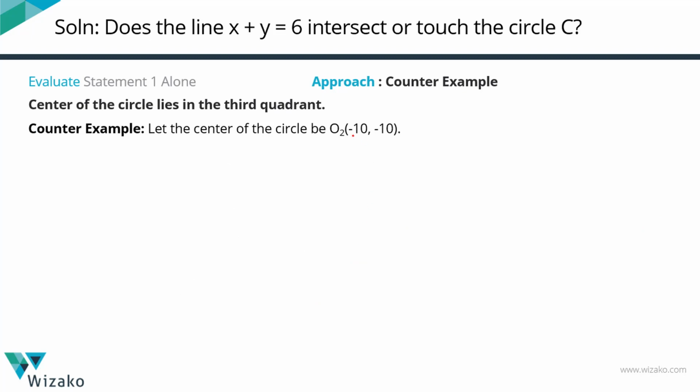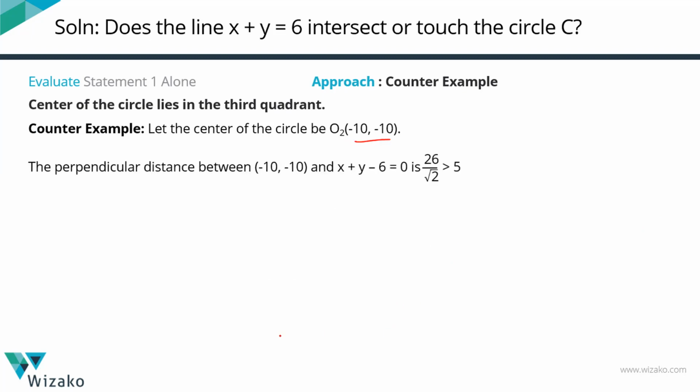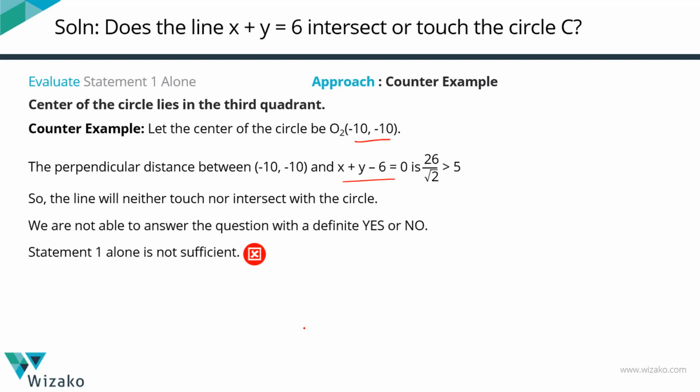Let's pick something really far apart. We've taken (-10, -10). The perpendicular distance between (-10, -10) and this line x plus y minus 6 equals 0 is 26 upon root 2, which is greater than 5. If the perpendicular distance, which is the shortest distance itself, is greater than 5, then any other point on the line from (-10, -10) will be at a distance which is definitely going to be greater than 5, which means that no point on this line is going to lie within the circle. The answer to the question, if the center is at (-10, -10), is a no. So we get sometimes yes, sometimes no. Statement 1 is not sufficient.